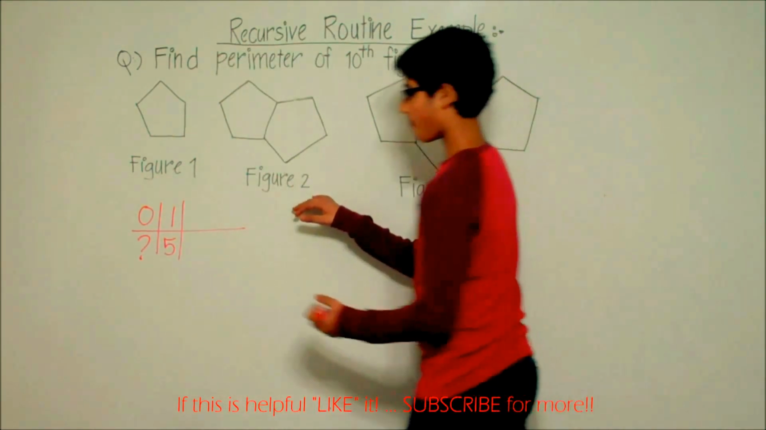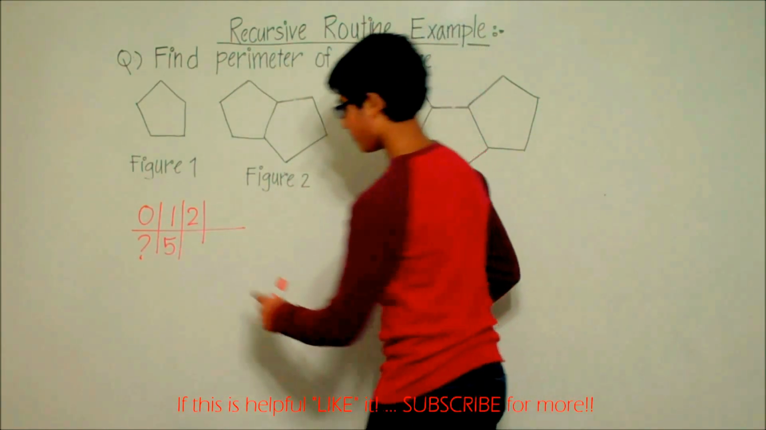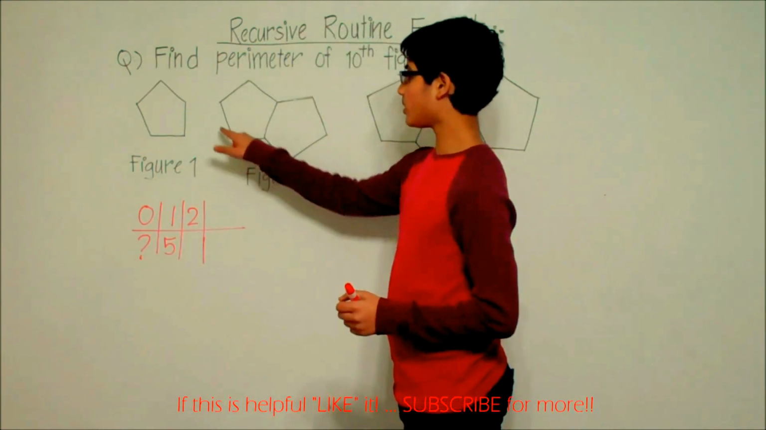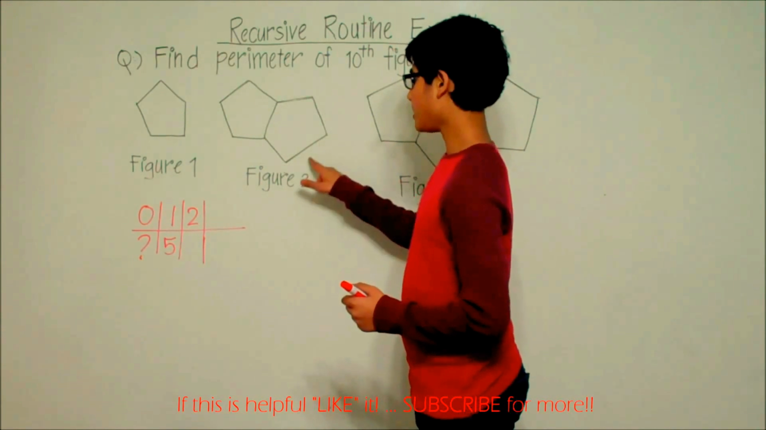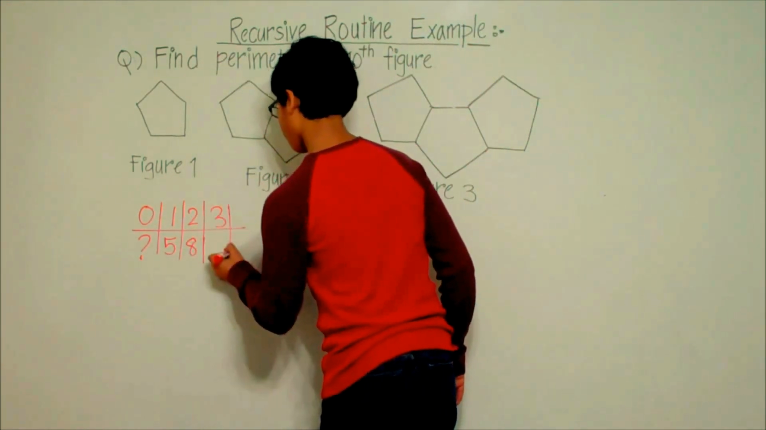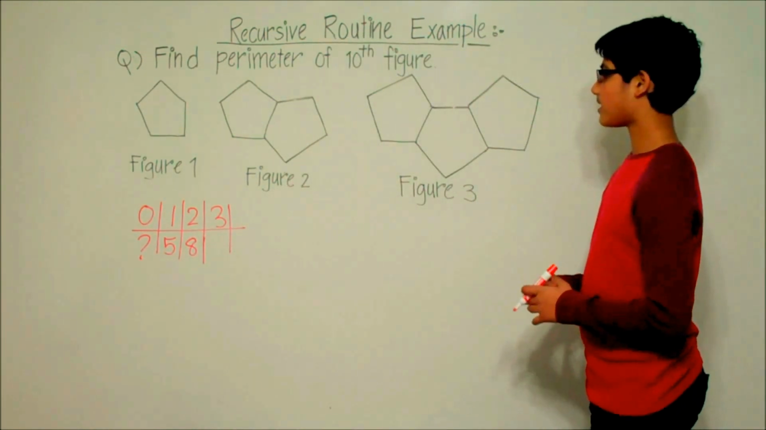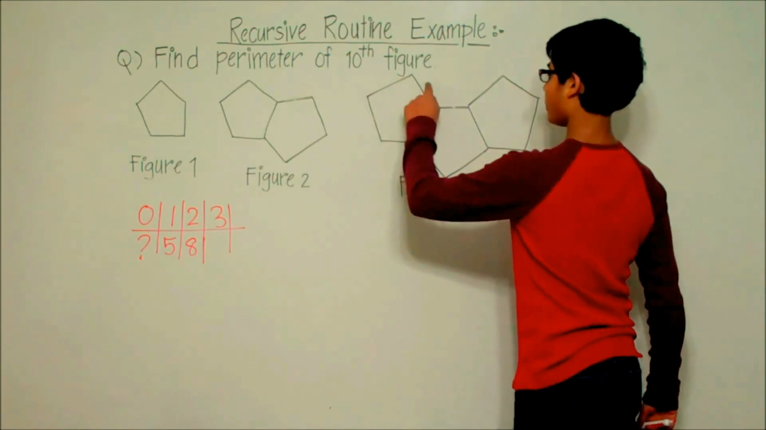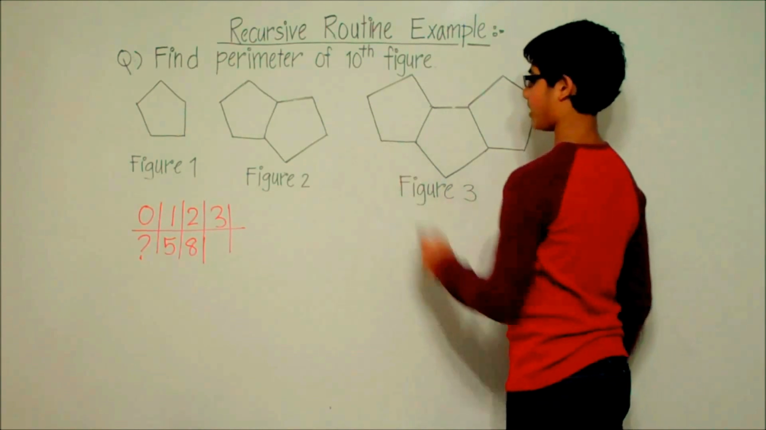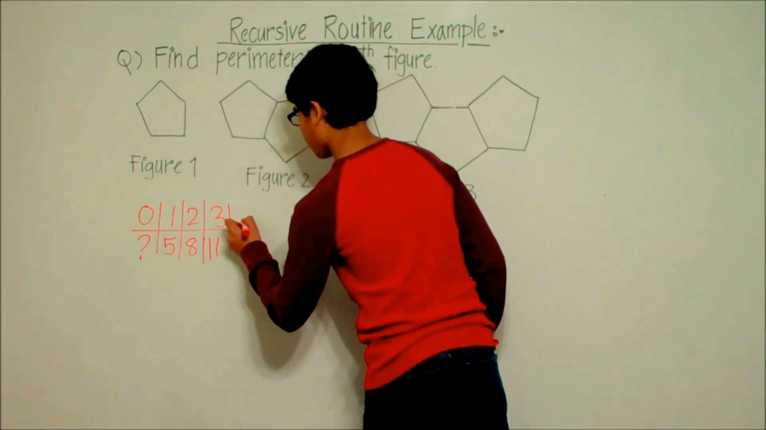Figure 2, which is the second term, has a perimeter of 1, 2, 3, 4, 5, 6, 7, 8 sides. Figure 3, which is the third term, has a perimeter of 1, 2, 3, 4, 5, 6, 7, 8, 9, 10, 11 sides. And so on.